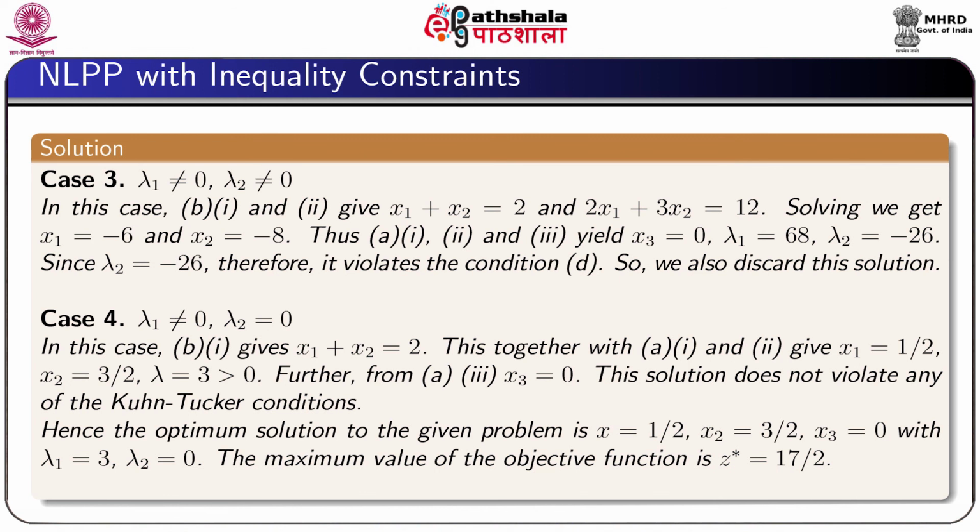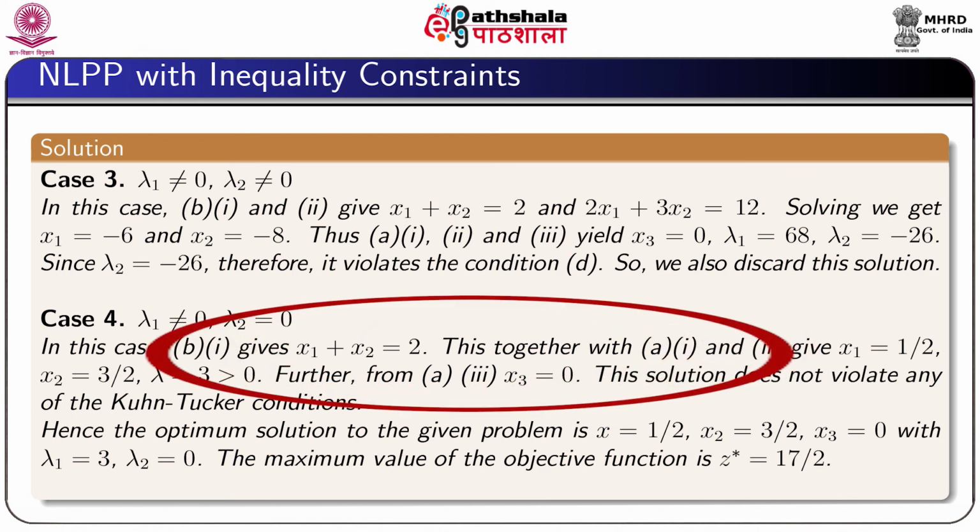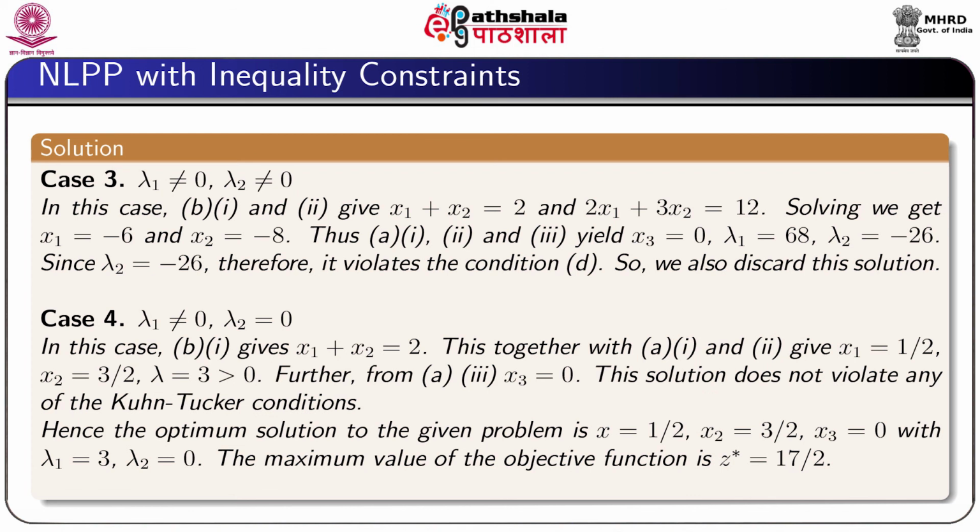Hence, the solution is also discarded in this case. Case 4: we assume lambda1 is not equal to 0, but lambda2 equal to 0. The condition given in B gives x1 plus x2 equal to 2. This equation together with equations 1 and 2 of A gives x1 equal to 1/2, x2 equal to 3/2 and lambda1 equal to 3, which is greater than 0. Further, condition 3 of A gives x3 equal to 0. So, this solution does not violate any of the Kuhn-Tucker conditions.